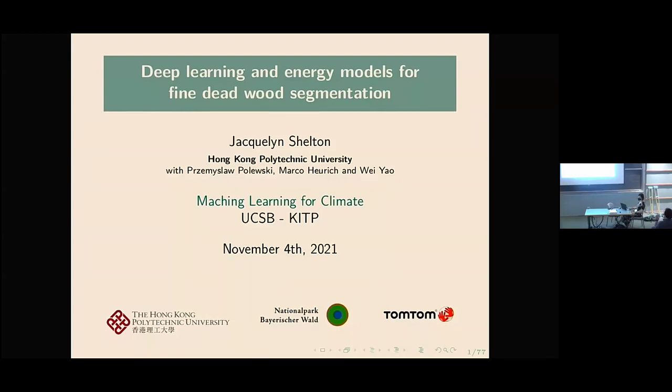Sorry, dead wood. This is a collaborative work with my amazing colleagues here. So 3 of them, so me and the second one, we're at the Hong Kong Polytechnic. Pranishwav is at TomTom, and Marco Hoyt is at the National Bavarian Forest, National Bioschutzwald. So we have a domain expert with us.